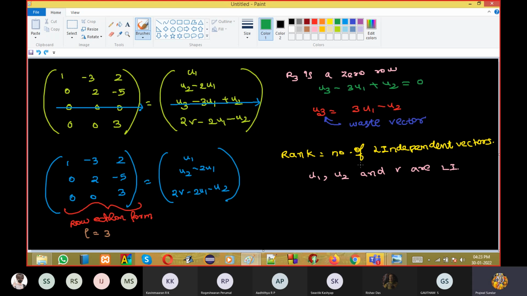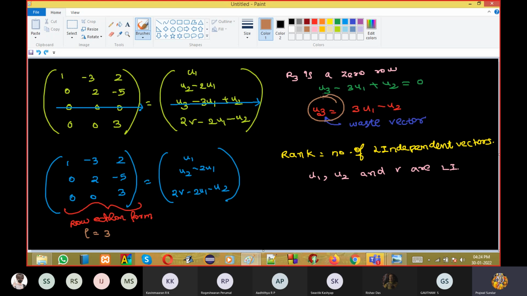Is it possible? Tell me. Can I write v as a linear combination of u1 and u2 if they are linearly independent? Someone tell me, is it possible? We can't, because they are independent. How would you write it?